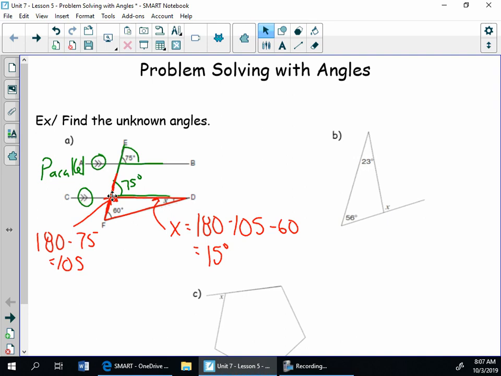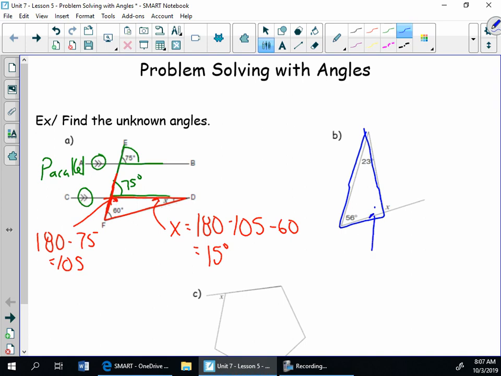And again, we have ourselves a triangle. And what do we know about triangles? We know if we know two of the three parts, we can always find the third part. So even though it's not labeled, let's find that one. 180, take away 56, take away 23, gives us 101.